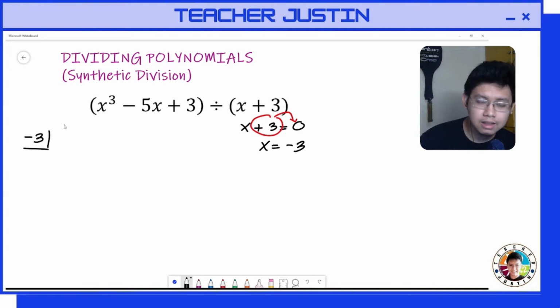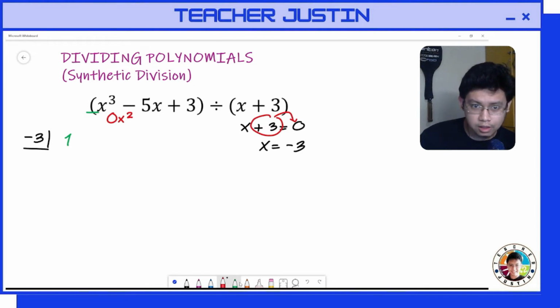For our dividend, we will just copy the coefficients of our polynomial, x raised to 3 minus 5x plus 3. So let's start with our first term. Our first term has a coefficient of 1. For our second term, observe that between x raised to 3 and x, there should be another term for x squared. But since we don't have any term for x squared, we will add a term for x squared having a coefficient of 0 for its placement.